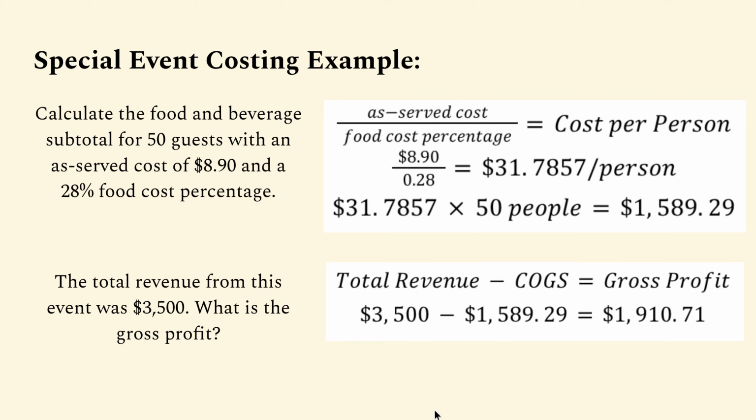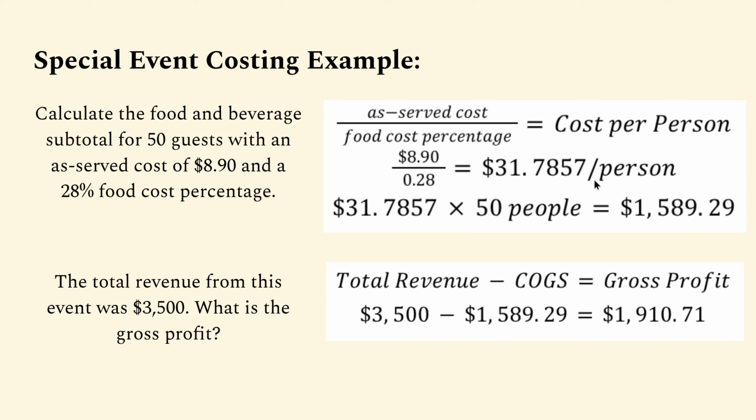So just a quick example, calculate the food and beverage subtotal for 50 guests with an as served cost of $8.90 and a 28% food cost percentage. So again, the as served cost, or cost of a single plate, whatever that is, $8.90 divided by 28%. That is just expressed as a decimal. And we're looking at $31.78 for each person. I left our extra pennies on because we're not quite done.